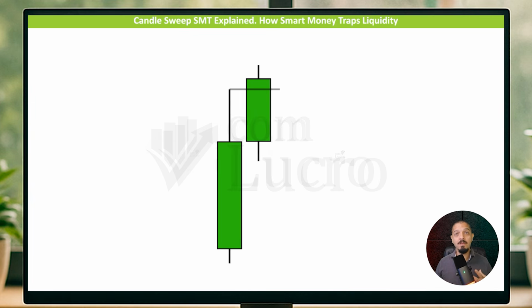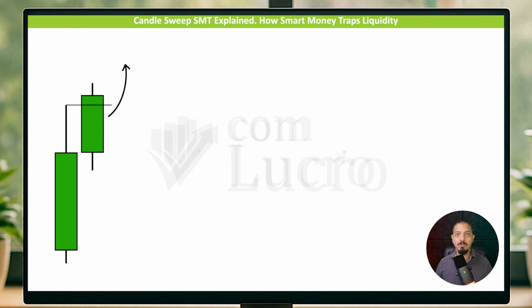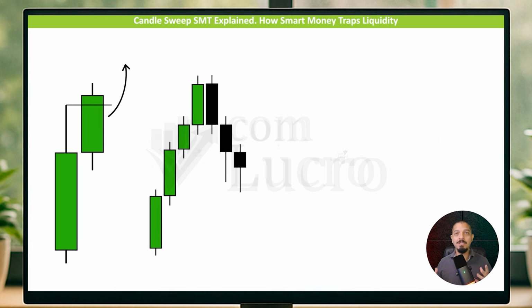On the daily time frame, we are expecting higher prices the following day. We then drop down to the 4-hour chart and notice that price is sitting inside a 4-hour bullish internal range liquidity. While price remains within that 4-hour internal range liquidity, we observe a candle sweep, meaning price attempts to move lower but fails to close below the previous candle's low.